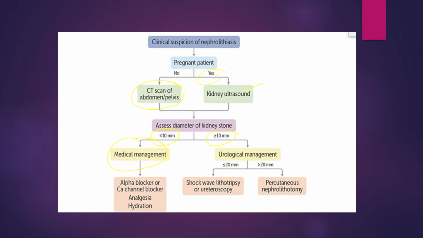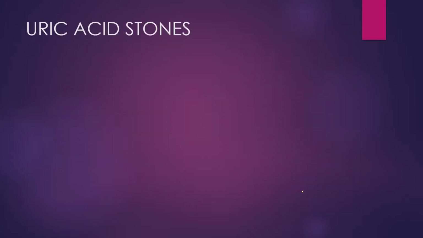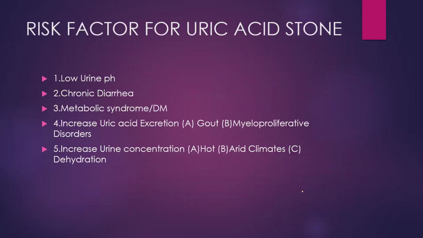Surgical or urological intervention is typically needed if the size is more than 10 millimeters, sorry, 10 millimeters, not mercury. If less than 20 millimeters, shock wave lithotripsy or ureteroscopy. If more than 20 millimeters, then percutaneous nephrolithotomy. For medical management, we already know about the alpha blocker when it is used, calcium channel blocker, analgesia, and hydration. The next stones are uric acid stones.